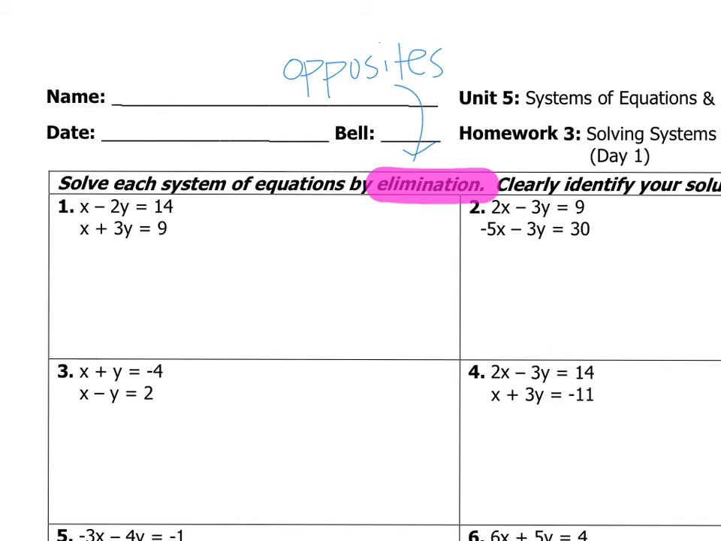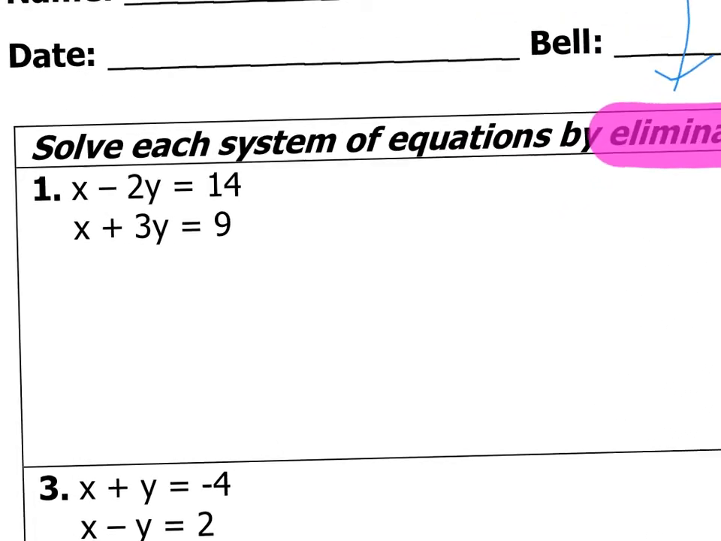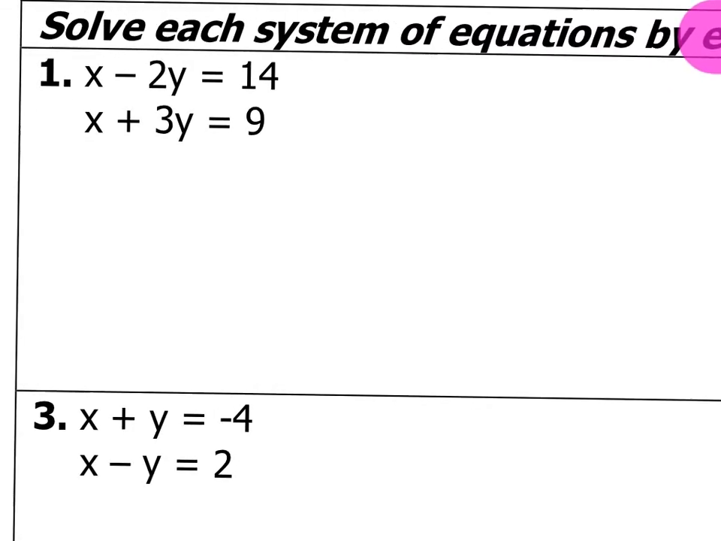So we'll go through numbers 1 and 3 because they each present something a little bit different. I'm going to zoom in on number 1, and I'm going to take a look at what I've got.